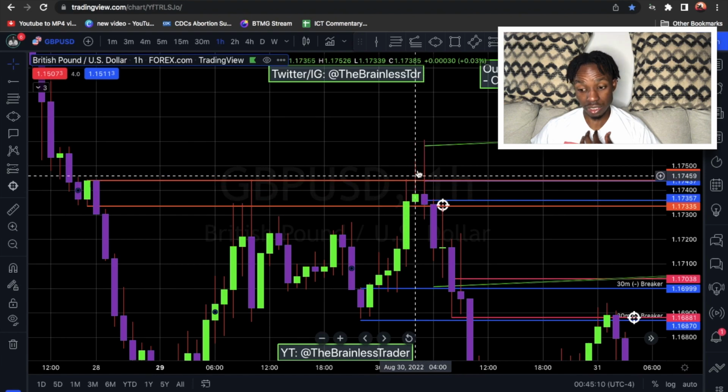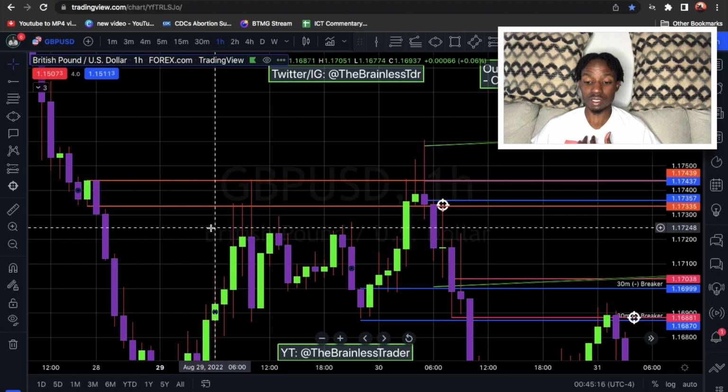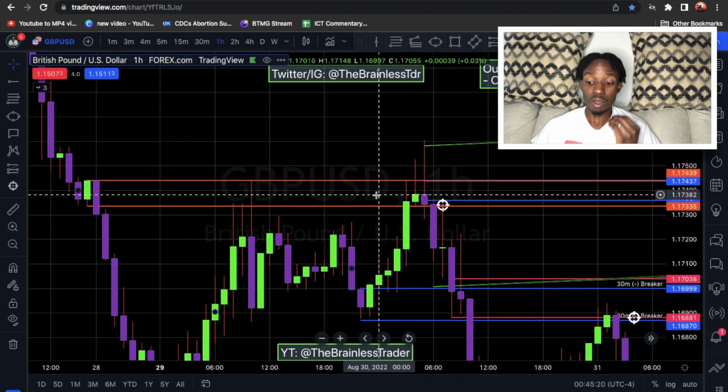Now I'm talking about close. It does run its wicks past this area, past both order blocks, right? It runs out buy side liquidity. But what does it not do? It does not close above this order block range. So you're knowing that you're already bearish. This is another confirmation that, okay, we're continuing bearish if I continue to see bearish price action.